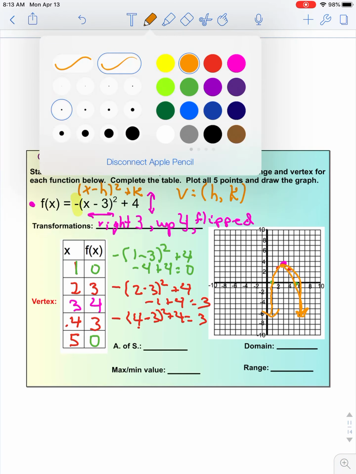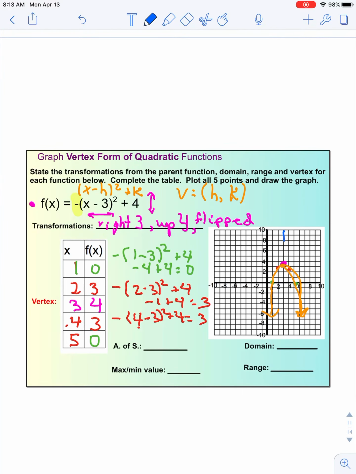Again, remember, you could memorize things, but the axis of symmetry is going to go through the vertex at that x value. So it's always an equation of a line. It's x equals, and since it's going through 3, the axis of symmetry is going through my vertex at 3 right here. So the x value of my vertex is the same as the axis of symmetry.